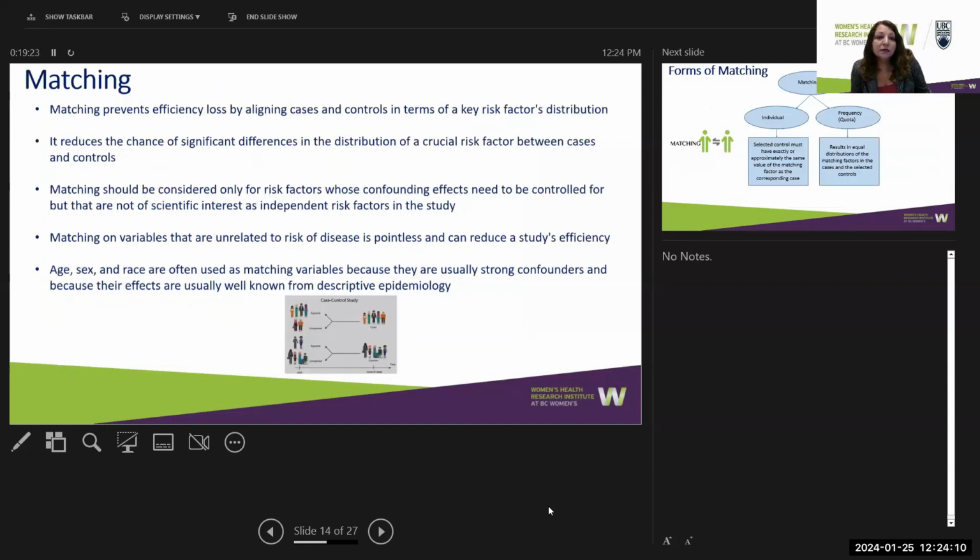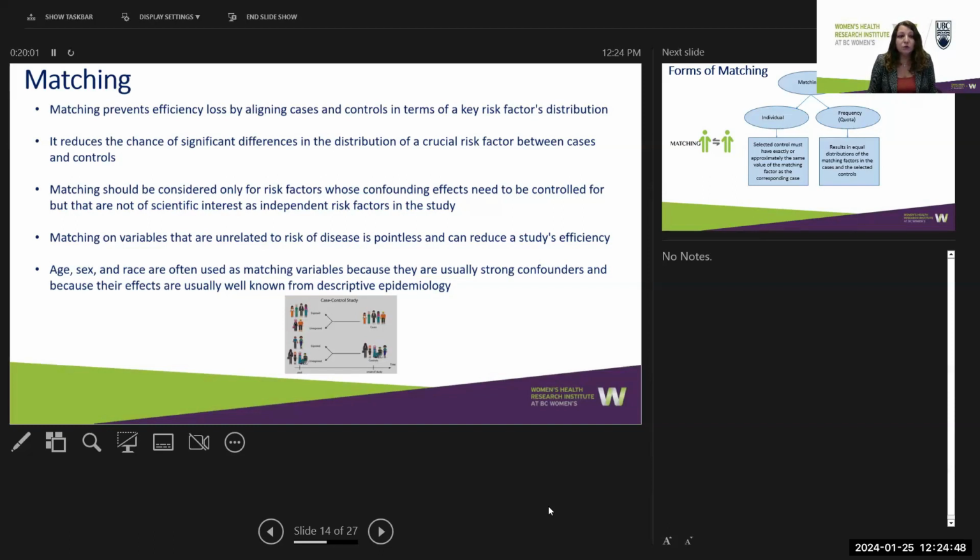When you do a case control study design, it's very important to match your cases and controls because they should be comparable groups. You want to stratify them correctly so it's easy to look at the exposure. So why are we doing matching? Because matching in a case control study prevents efficiency loss by aligning cases and controls in terms of key risk factor distribution. It reduces the chance of significant differences between two populations based on crucial risk factors.